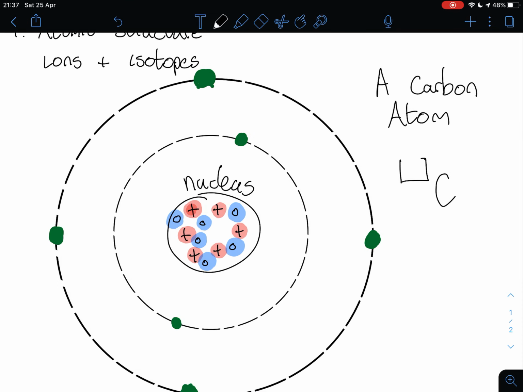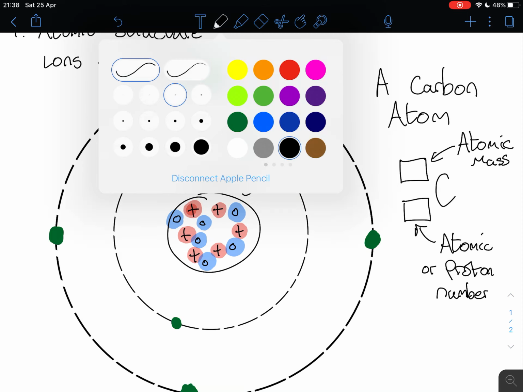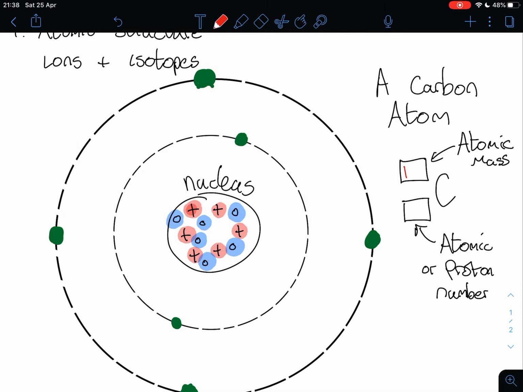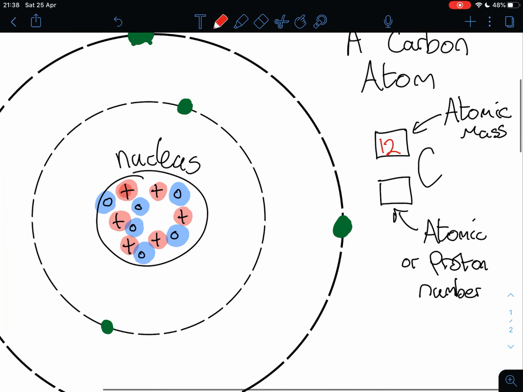Linking in, we have a number at the top, which is called the atomic mass. And at the bottom, and this one's got a couple of names, it's sometimes called the atomic number or the proton number. And scientists hop between the two, so don't worry too much about fixating on it if somebody says something different. So in this case, we've got 12 in the middle. Let's just check. 1, 2, 3, 4, 5, 6, 7, 8, 9, 10, 11, 12. Yep. And that's the mass.